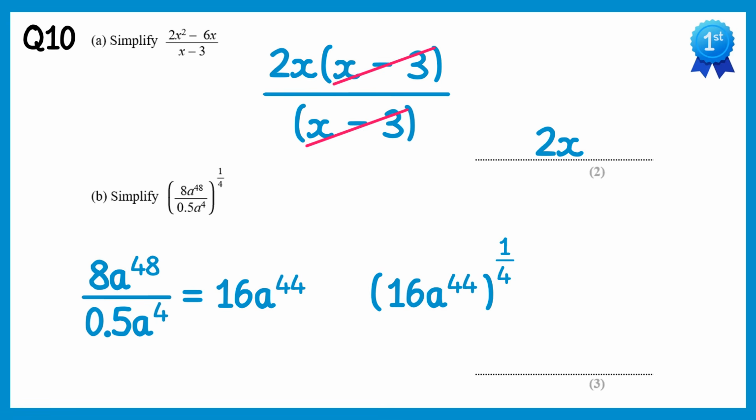the power 1/4. A power of 1/4 means you need to do the fourth root. So we can do the fourth root of 16, or on your calculator you could type in 16 to the power 1/4 if you want, and that will give you 2. And then we need to do the fourth root of a to the 44. Now this is easier if you just multiply 1/4 and 44. A quarter of 44 is 11, so it's a to the power 11.